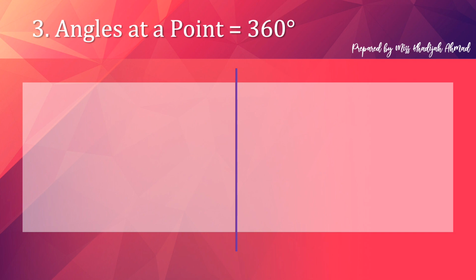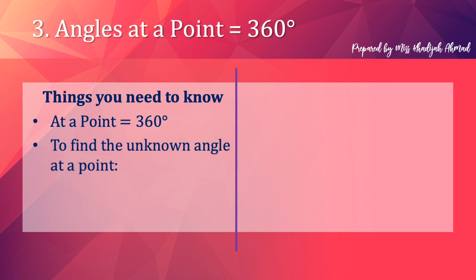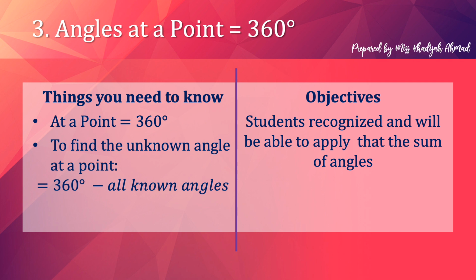Our next subtopic for Chapter 6 is angle at a point. The things that you need to know: angles at a point always add up to 360 degrees. To find the unknown angle at a point, it equals 360 degrees minus all known angles. Our target for this subtopic is for students to recognize and be able to apply that the sum of angles at a point equals 360 degrees.